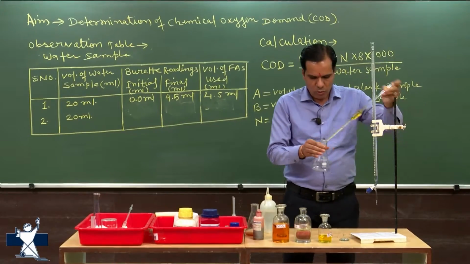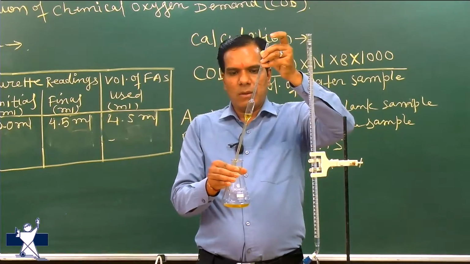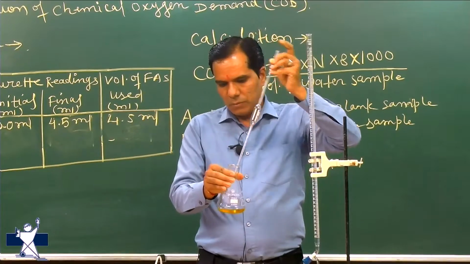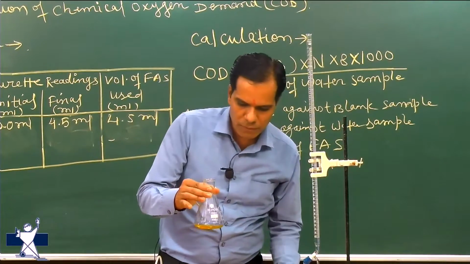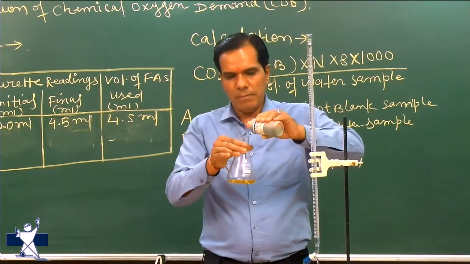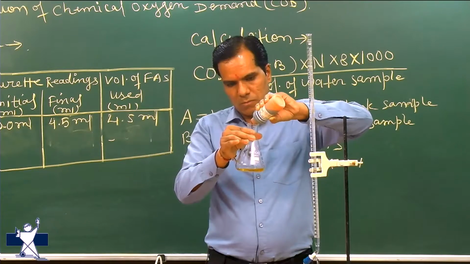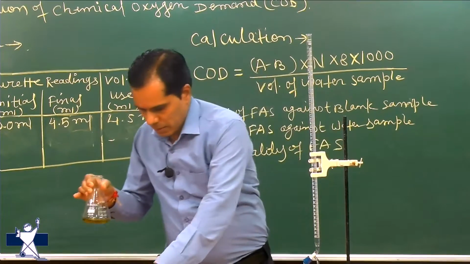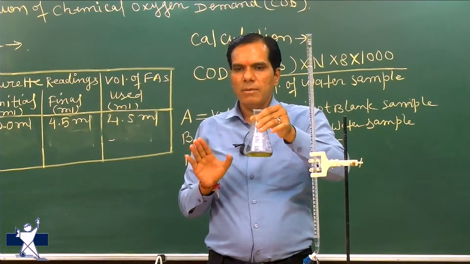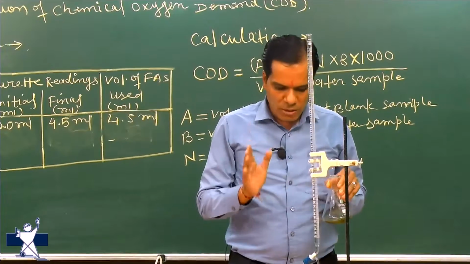Again, just you can see, this is the 20 ml of water sample. Now add 1 or 2 drops of heron indicator. You can see greenish blue color. Okay, this is the color of the solution. Now again I will titrate with ferrous ammonium sulfate solution.